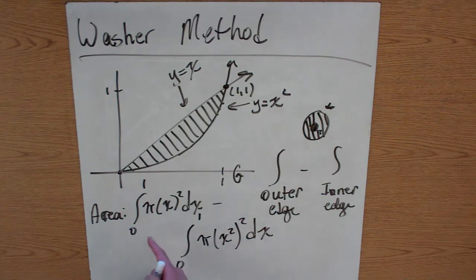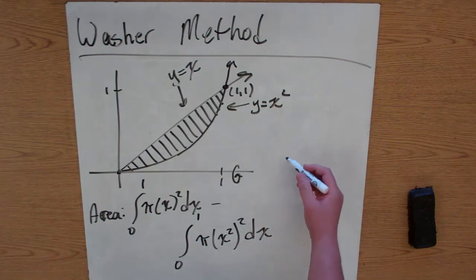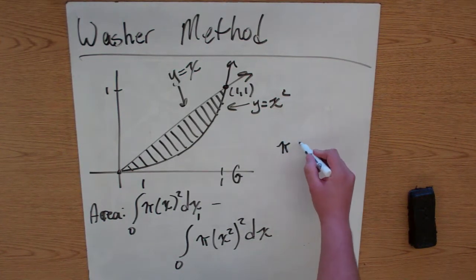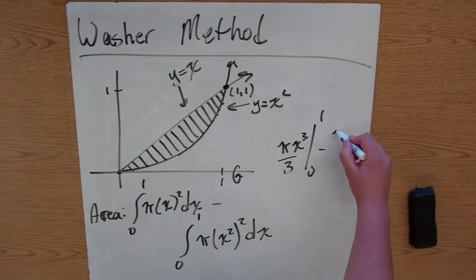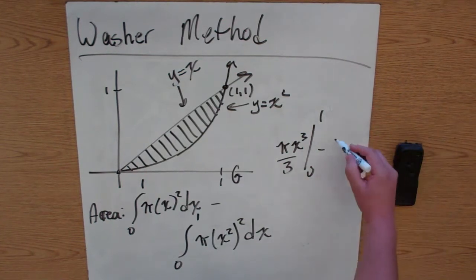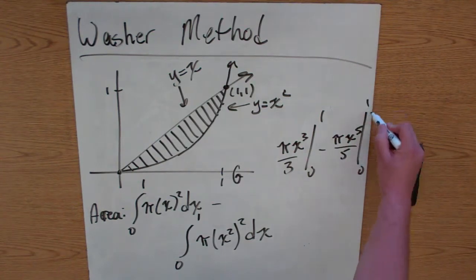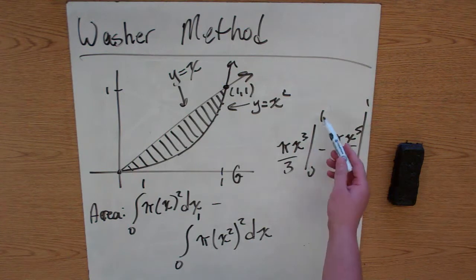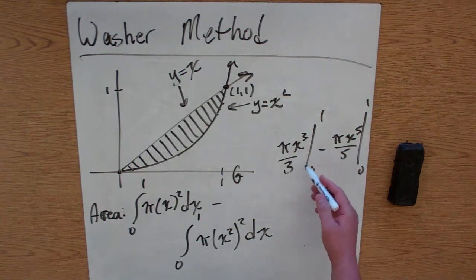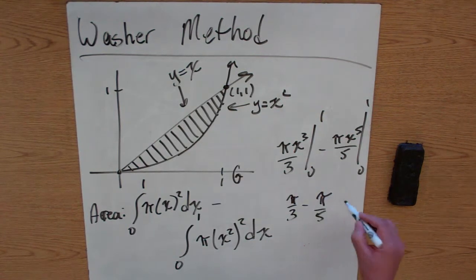So you could pull out the pi and integrate both of these. I'm going to do it up here. And when you integrate them, you're going to get pi times x cubed over 3, evaluated from 0 to 1, minus pi times x to the 5th over 5, evaluated from 0 to 1. Of course, in these examples, the zeros will cancel out. You won't even have to worry about them, so it's just evaluated at 1 minus evaluated at 1. But when you plug in a 1, you're going to get pi over 3 minus pi over 5.